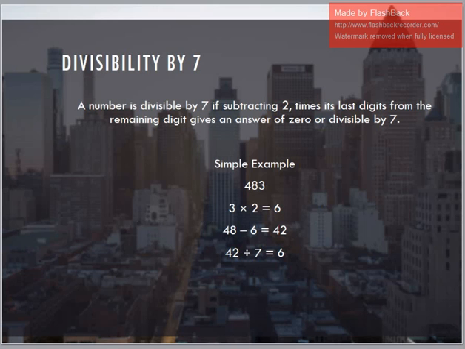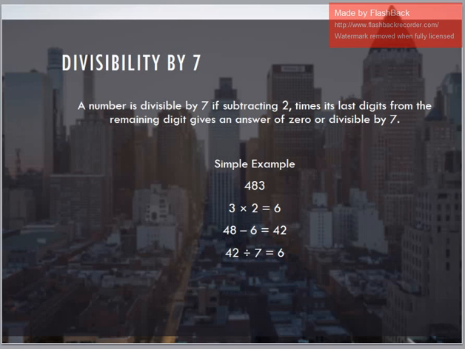For example, the posted example, which is 483, we remove the 3. So we separate it. Then, we multiply it by 2 as shown there. As the definition says, subtracting 2 times the last digit. So we multiply the 3, which is the last digit, by 2. So it becomes 6. After that, we subtract the doubled last digit from 48, because we separated it. So 48 minus 6 would be equal to 42.